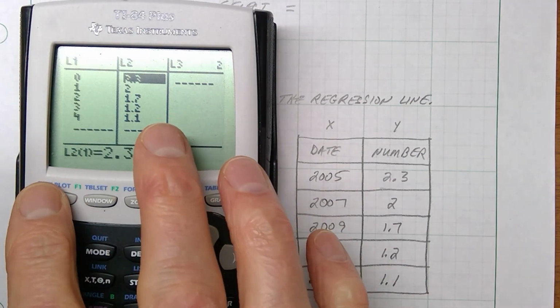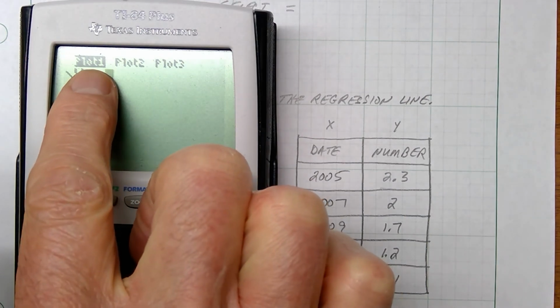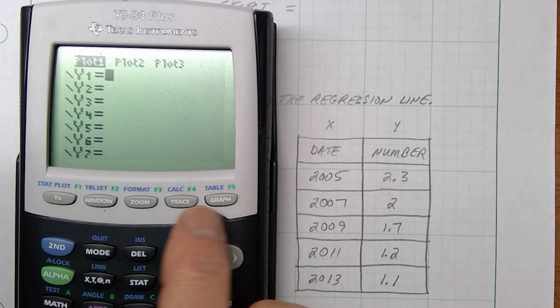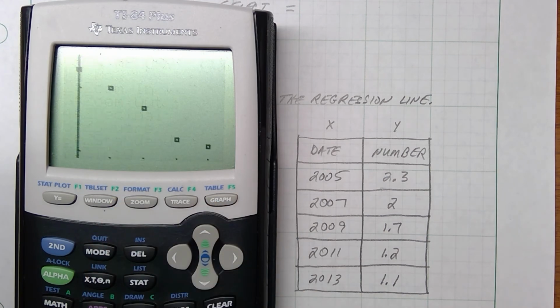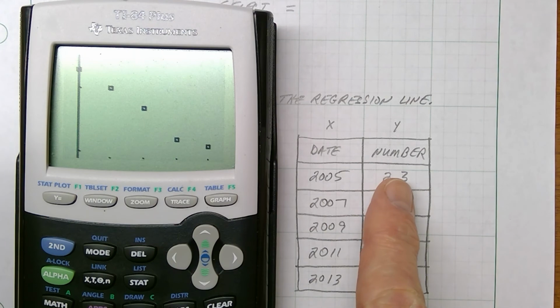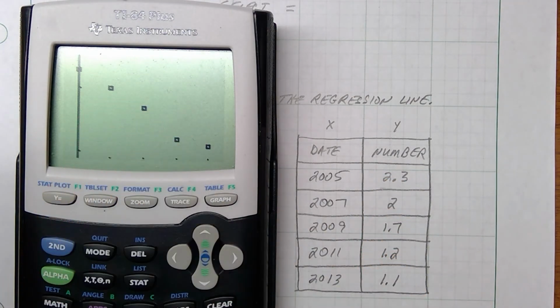Okay, I want to make sure that I don't have an equation in y equals. I want to make sure that's cleared out. I want to make sure I got my dots turned on. I do. And I don't want to hit graph because it doesn't always zoom correctly. I want to hit zoom and then choose number 9 for zoom stat. And there's my dots, and they're going downhill kind of like we expected, because we noticed that the y values were decreasing. So we were kind of expecting a downhill line.